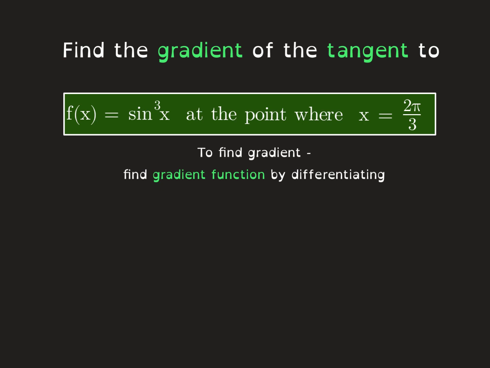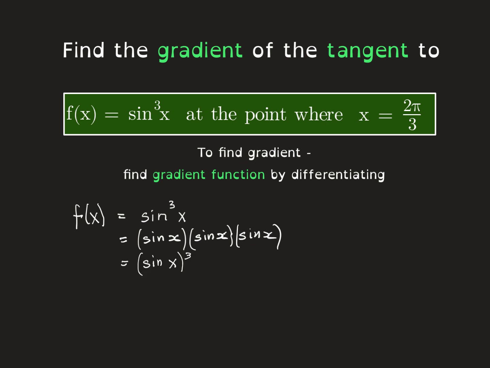So to find the gradient at x is equal to 2 pi on 3, we need to find a gradient function. And we do this by differentiating the original function. Another way of writing this would be, and possibly if you see it this way, you know that to differentiate it, we need to use the composite rule, the chain rule.